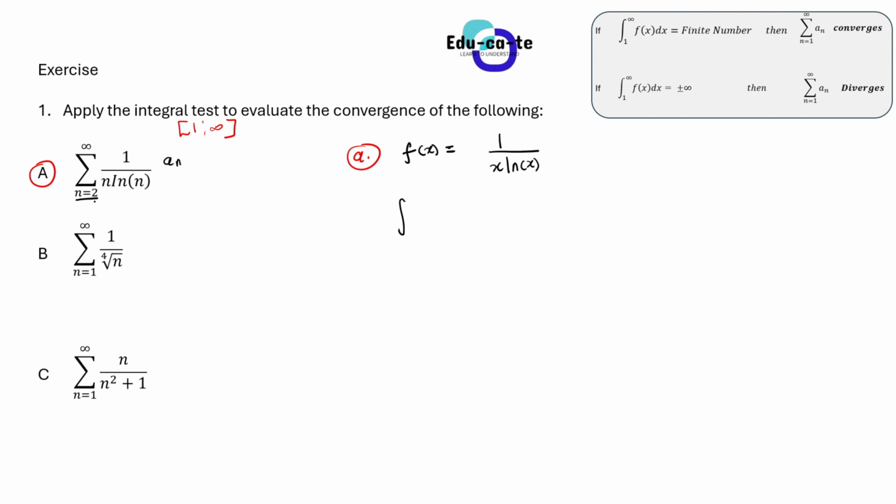From here, we've got n is equal to 2. So you are starting from n is equal to 2 until infinity of 1 over x ln x dx. So to evaluate this integral, remember that for an integral that has an upper bound of infinity, you have to make a limit as a variable t approaches infinity of that integral from 2 to t of 1 over x ln x dx.